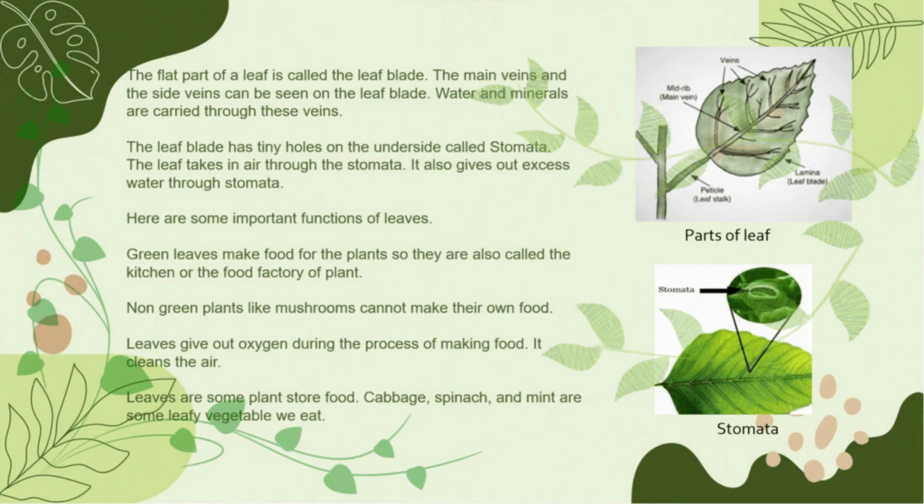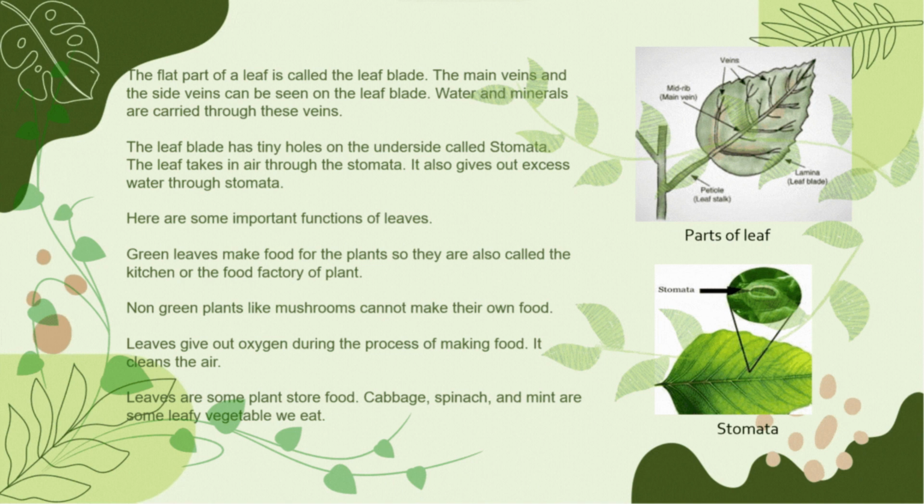The flat part of a leaf is called the leaf blade. The main veins and the side veins can be seen on the leaf blade. Water and minerals are carried through these veins. The leaf blade has tiny holes on the underside, called stomata. The leaf takes in air through the stomata. It also gives out excess water through stomata.